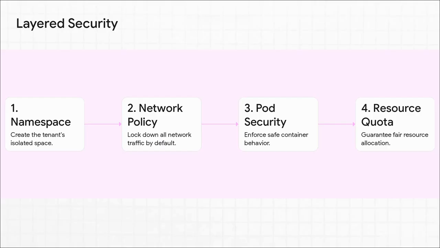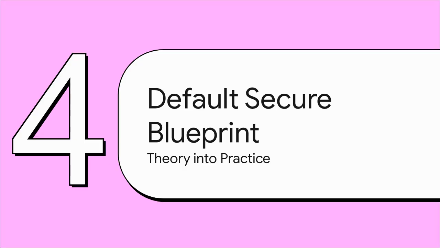And the key takeaway here is that these controls are layered. You don't just pick one. You start with the namespace, then you lock down the network with policies, you enforce safe behavior with pod security, and you guarantee fair resources with quotas. You see, each step builds on the last to create a truly secure tenant environment. All right, we've covered the theory. Now, let's put it all together into an actionable blueprint that you, the architect, can enforce by default for every new tenant that comes on board.